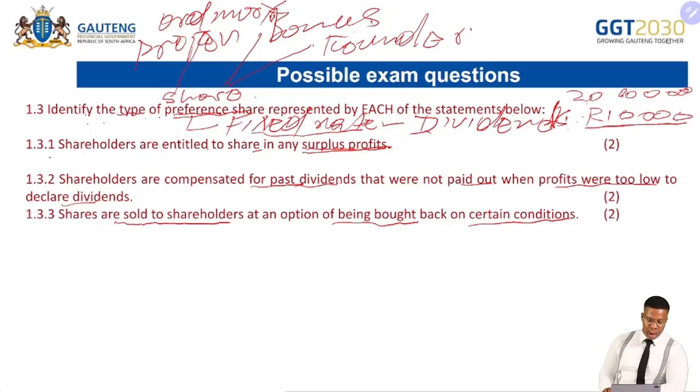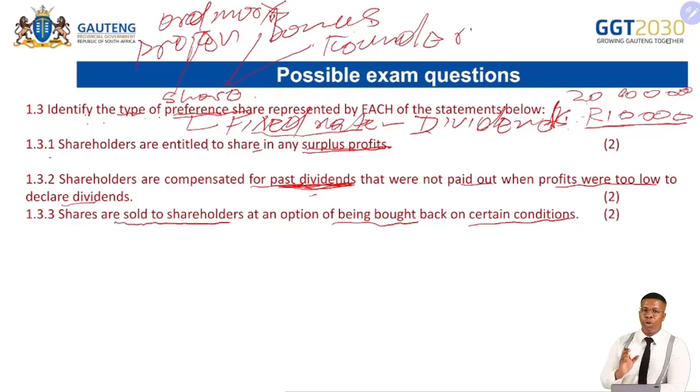And then 1.3.2, shareholders are compensated for past dividends that were not paid out when profits were too low. When you're looking into companies, remember, as a form of ownership, the failure is the idea that dividends will not always be declared and can always not be declared. But when you're looking into the type of preference share we call cumulative, it says whether the dividends were not declared this year or were not declared for 5 years, at the end of the day, they would be accumulating. And when they accumulate, somewhere, somehow, the company would have to pay the past dividends that were not paid out by the company. Hence, we say past now becomes the key. So this is cumulative.